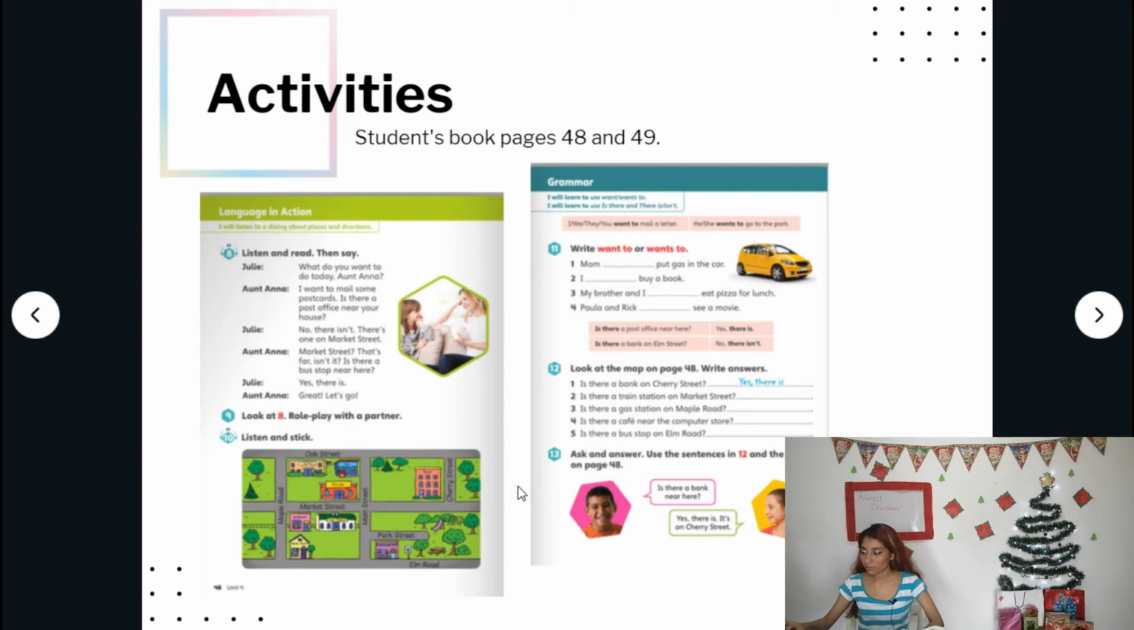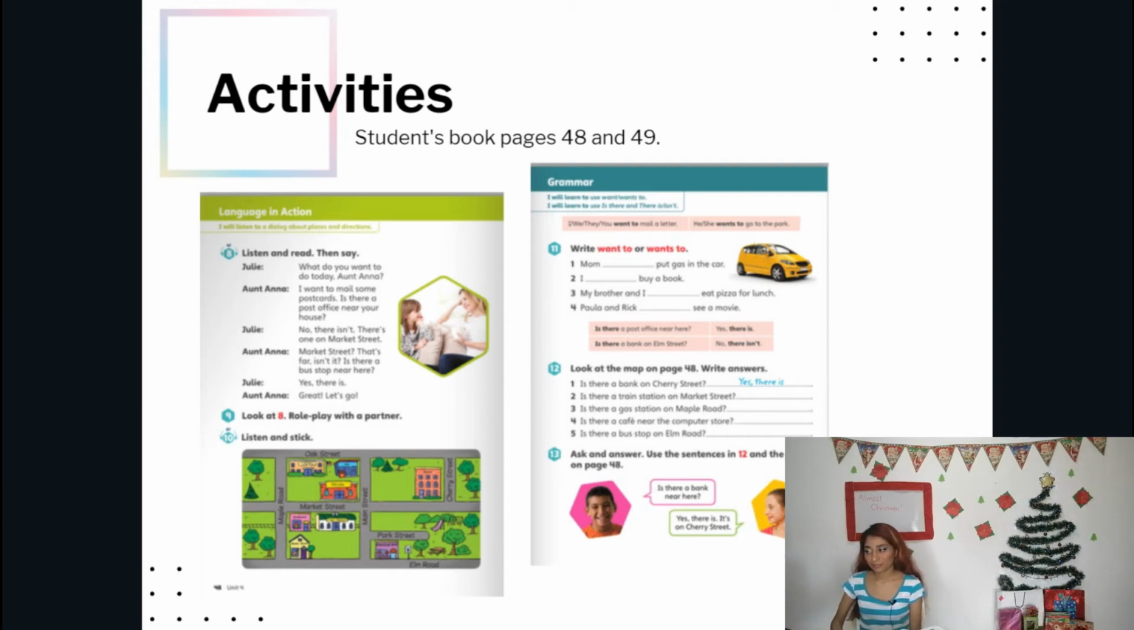Excuse me, is there a computer store near here? A computer store? Yes, there is. How do I get there? Do you see Elm Road? Yes, I do. The computer store is on Elm Road and Main Street. It's next to the music store. Oh, thank you. You're welcome.